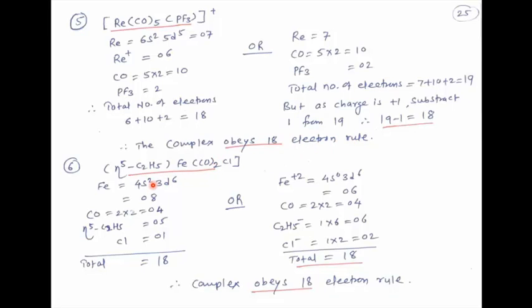Next complex is (η5-C5H5)Fe(CO)2Cl. Here on iron 8 electrons are present, 4s2 3d6. Carbonyl 2 in number, therefore 4 electrons, 2 into 2. C5H5 is η5, therefore 5 electrons are donated by that ligand. 1 chloride ion donates 1 electron. Hence this total becomes 8 plus 4 plus 5 plus 1, 18.